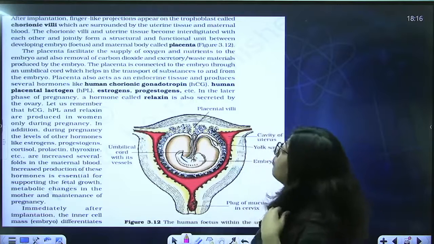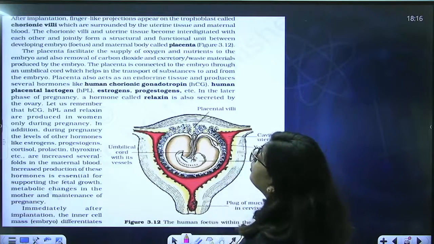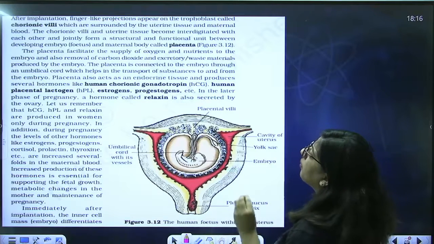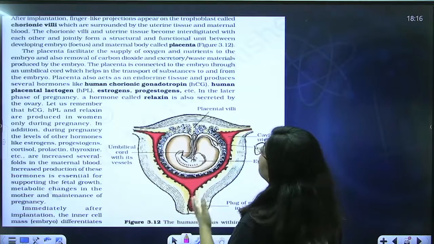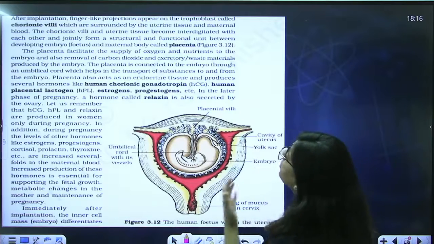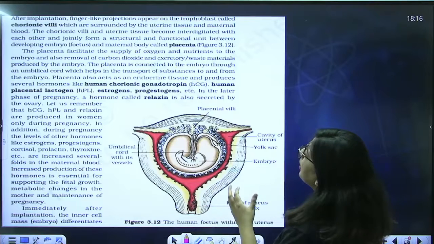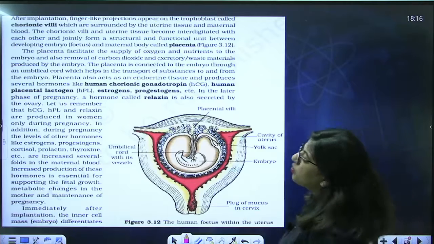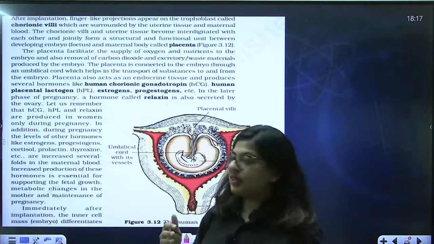Okay. So, the chorionic villi and uterine tissue become interdigitated with each other and jointly form a structural and functional unit between the developing embryo and the maternal body called the placenta. The placenta facilitates the supply of oxygen and nutrients to the embryo and also the removal of CO2 and excretory waste material produced by the body. The placenta is connected to the embryo through an umbilical cord, which helps in the transport of substances to and fro from the embryo. So, this is how they have told what the function of the placenta is, right.